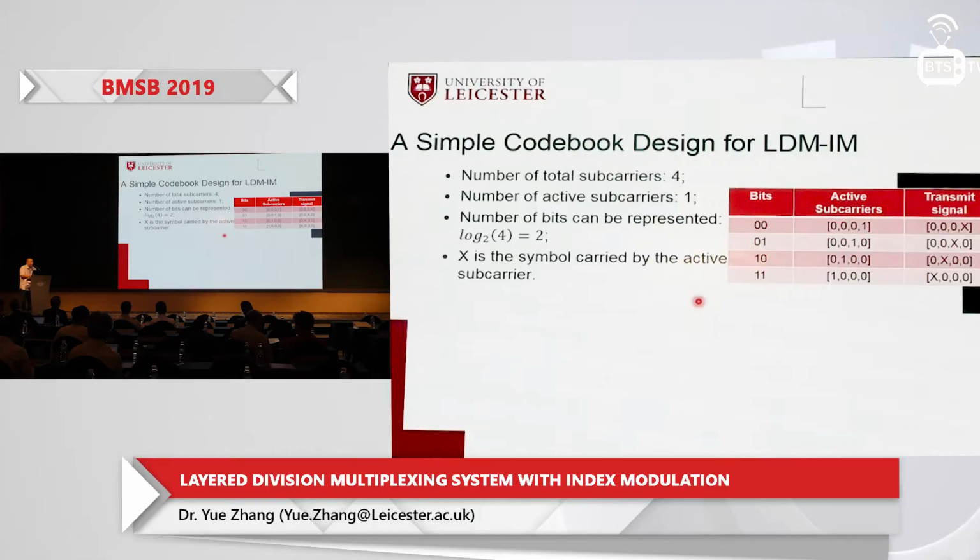This is the example codebook we use for the index modulation. This is an example for 4 subcarriers; with 4 subcarriers, you will have 2 bits. For these 2 bits of information, you can represent which channel is active. So when you detect the active channel, you can find the represented bits for the index modulation.